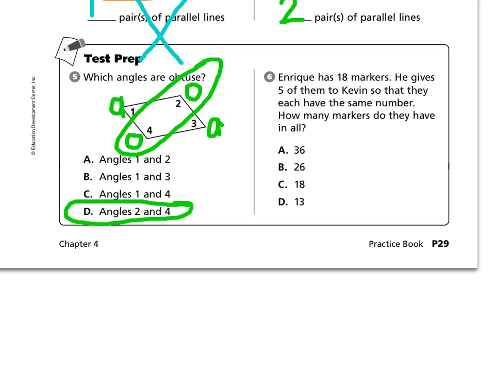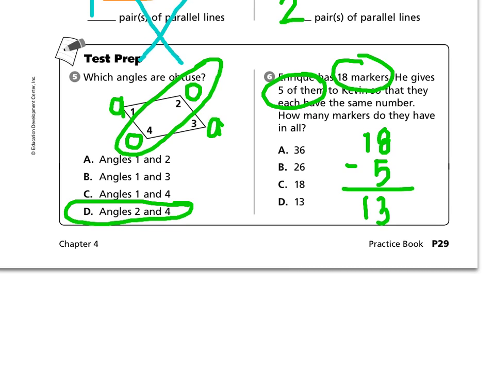Number 6, Enrique has 18 markers. He gives 5 of them to Kevin so that they each have the same number. How many markers do they have in all? So first we need to think about 18 markers, and he gave 5 of them away. So they would have the same number. So let's figure out how many he had left. 18 minus 5 is 13. So he has 13 left, which means Kevin has 13 too.